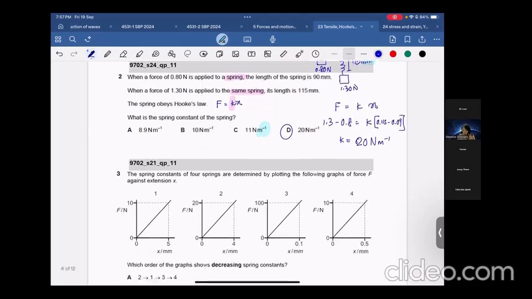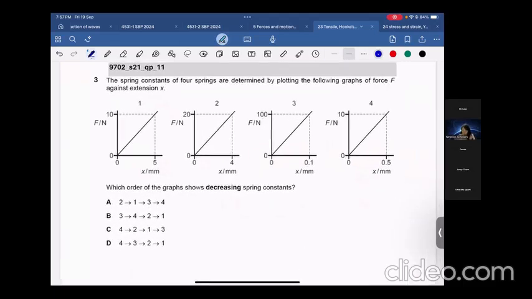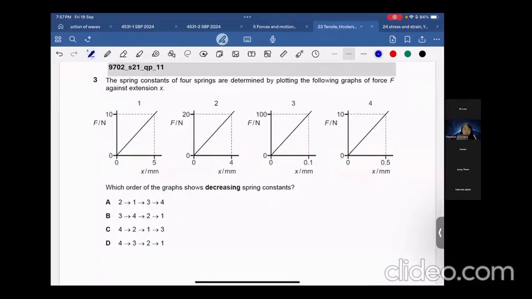Okay, number 3, right dear, number 3. Based on this graph, are you able to identify the spring constants of the springs, and then arrange them in decreasing order? That means the first one should have the highest spring constant. Just now I already taught you how to find the spring constant, so you try.